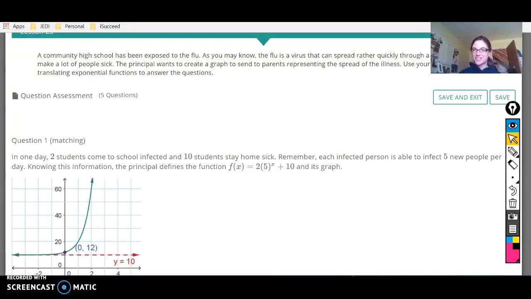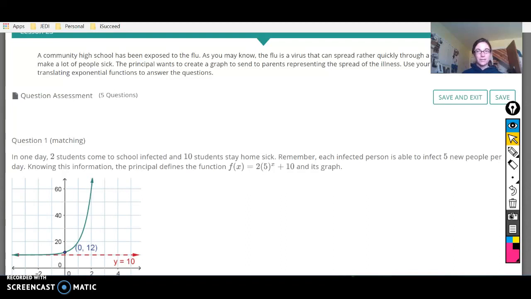Hopefully you appreciated being able to skip lesson 22 projects as there were no questions there. We are back for Unit 5, Lesson 23. We're still working with exponential functions and we have 5 questions in this assessment.